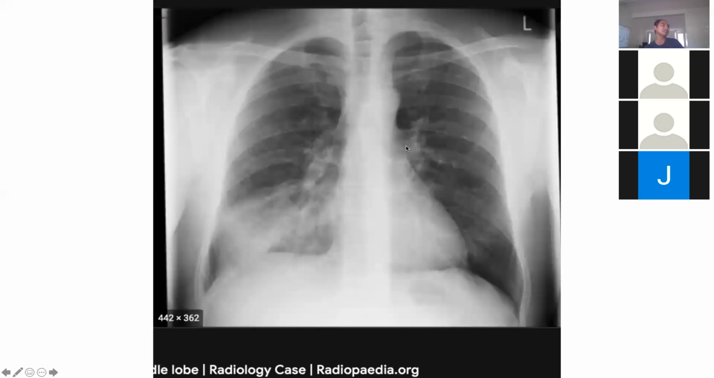So look at this chest X-ray. If you look at the left lung, it is not too bad, but compared to our normal chest X-ray, the lung shadows are a little bit more.